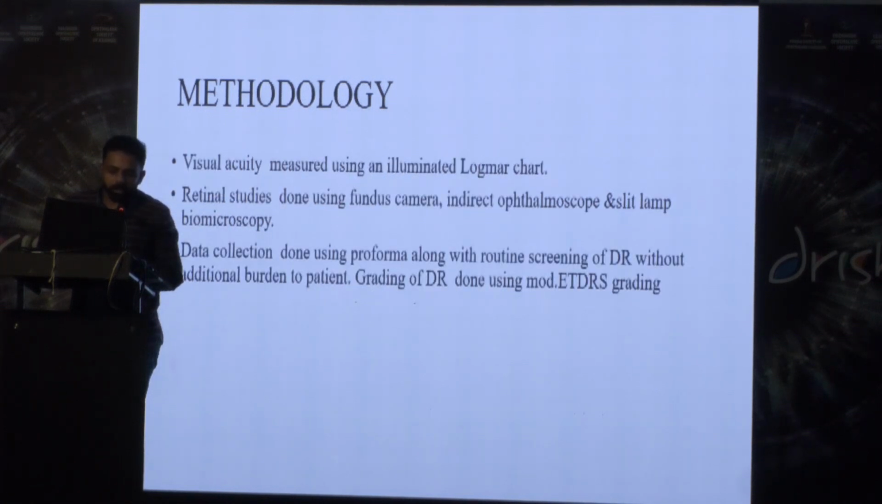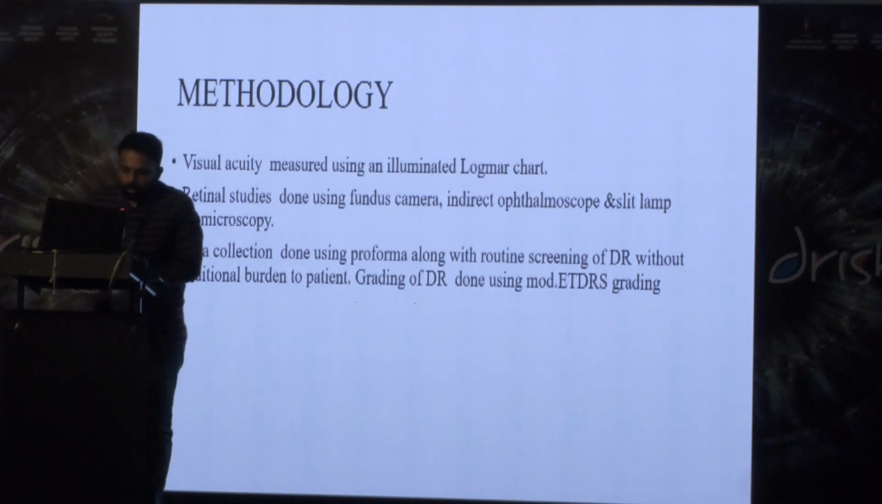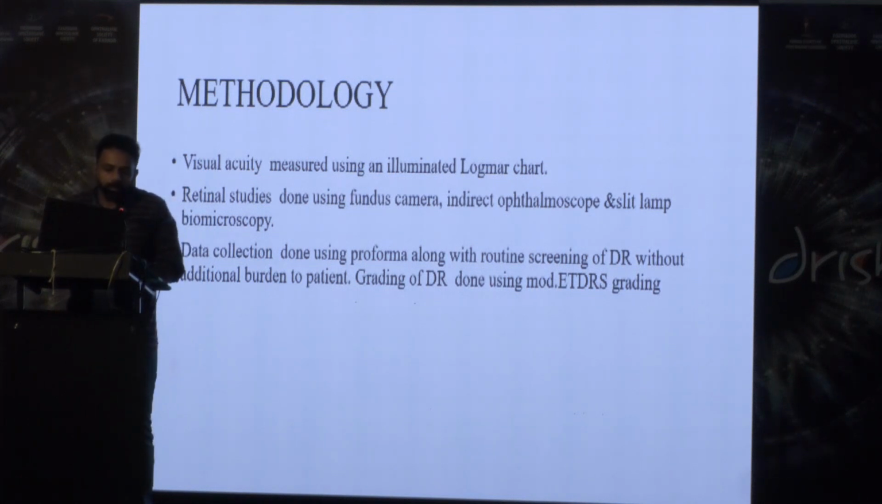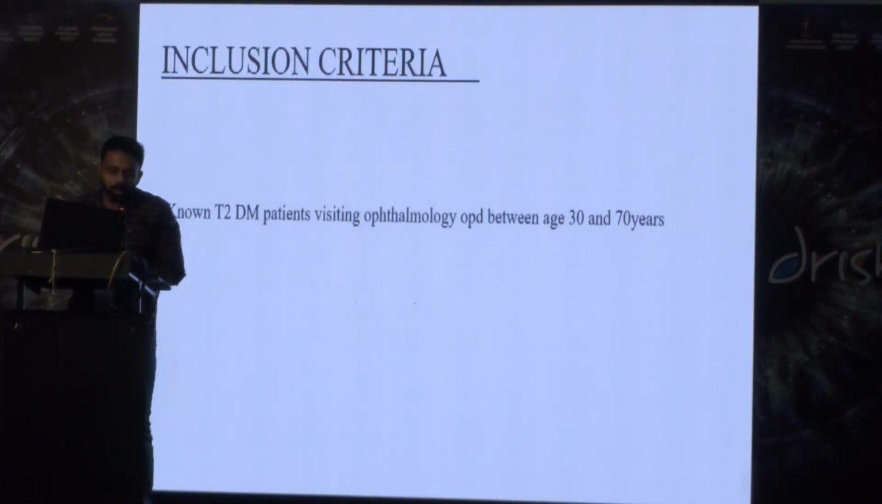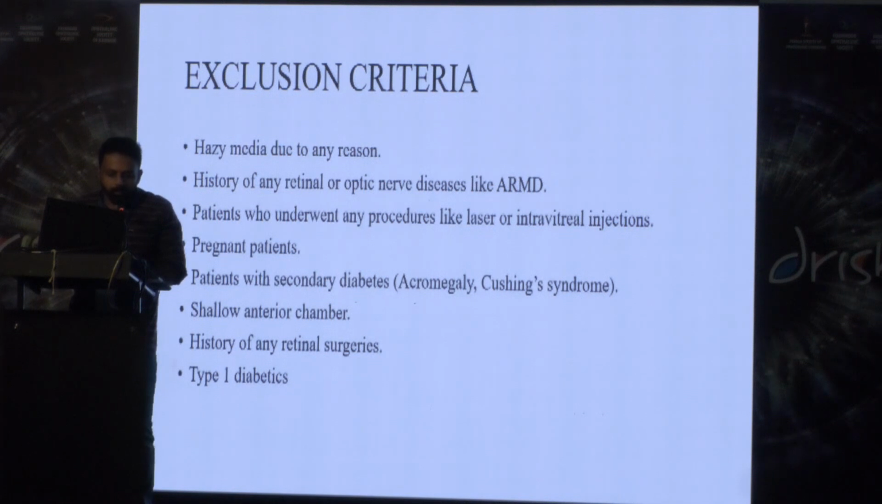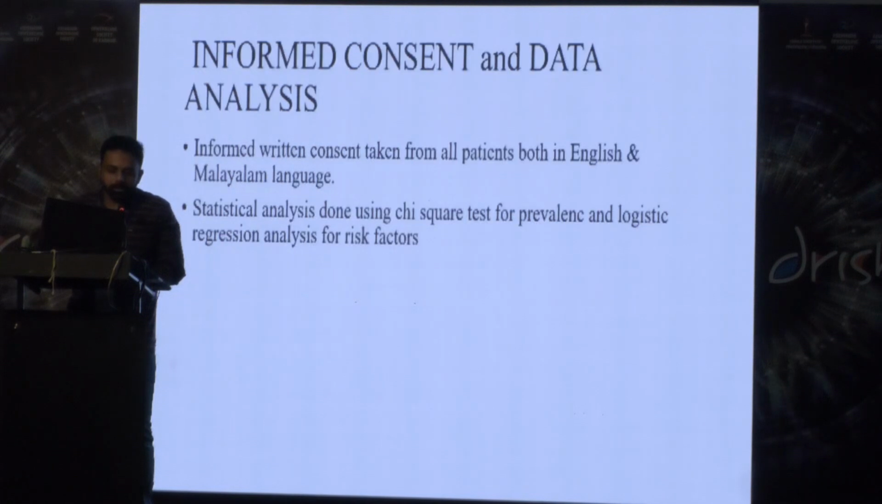Methodology: visual acuity was measured using an illuminated logMAR chart. Retinal study was done using fundus camera, indirect ophthalmoscope and slit lamp biomicroscopy. Data collection was done using a proforma along with a routine screening of diabetic retinopathy without additional burden to the patient. Grading of diabetic retinopathy was done using modified ETDRS grading. Inclusion criteria: type 2 diabetes mellitus patients visiting the ophthalmology OPD between age 30 and 70. Exclusion: any retinal media opacities. Informed consent was taken and data analysis was done.